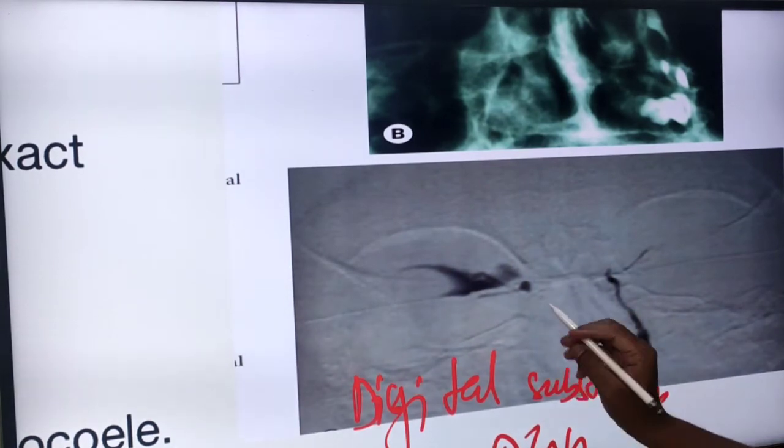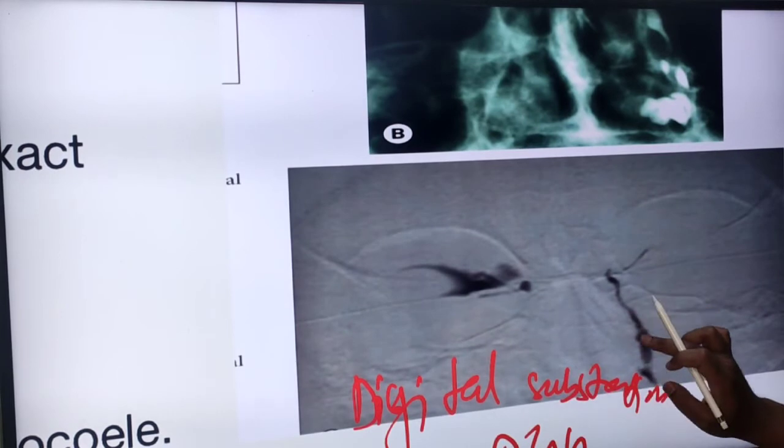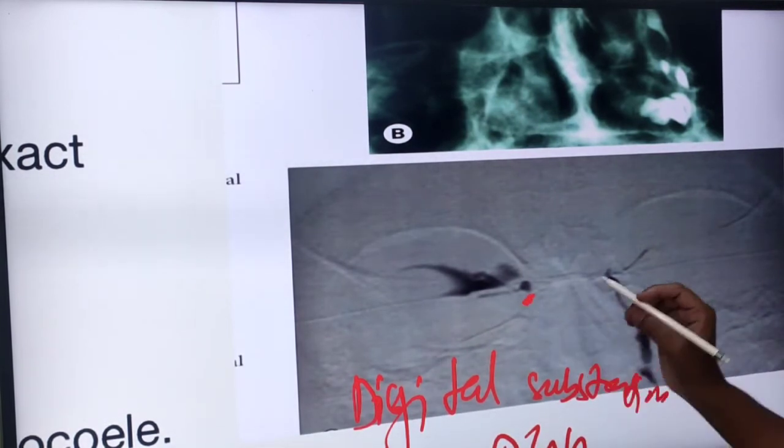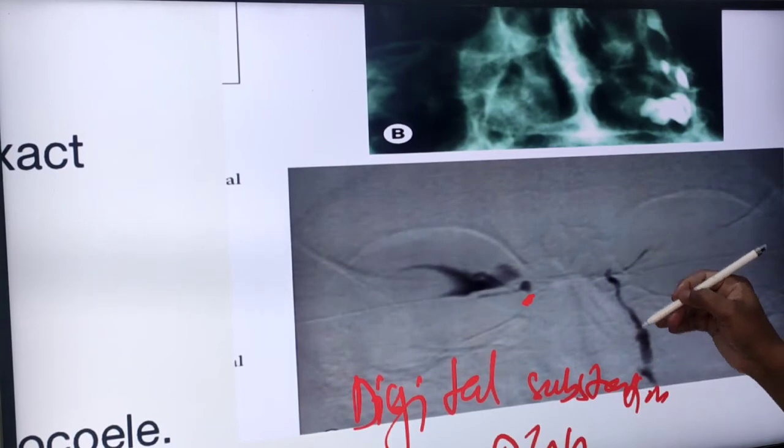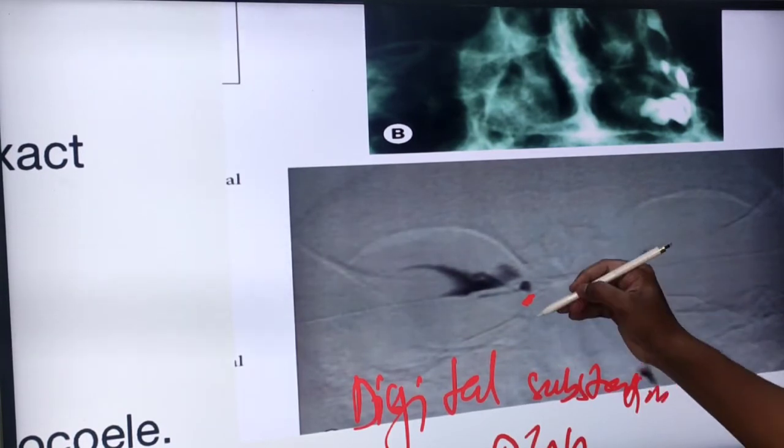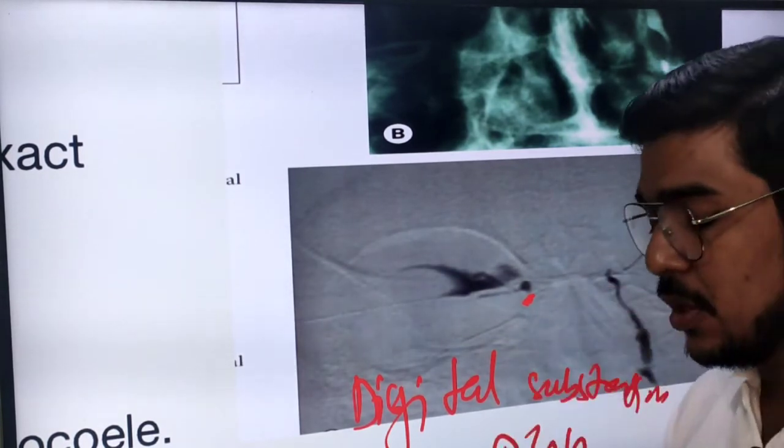See, here is the exact location. So here you can see the dye, here you cannot see the dye further progressing into the nasolacrimal duct.